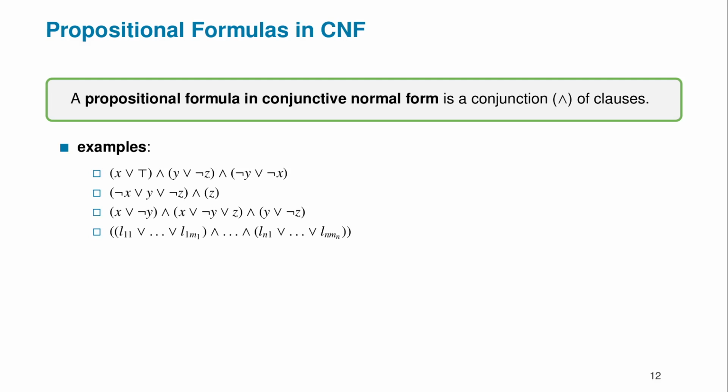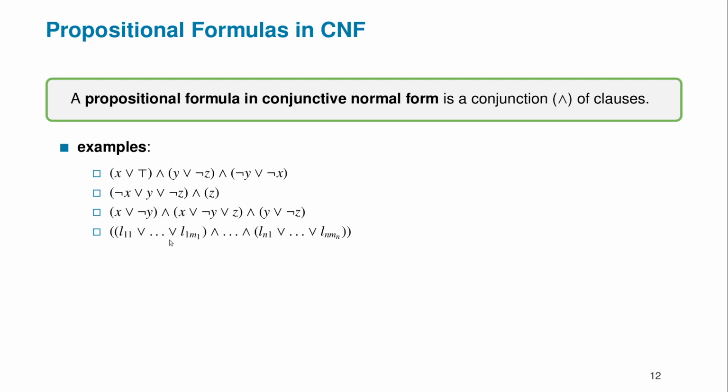Okay, here I have some examples of formulas in conjunctive normal form. We have here X or top, which is a clause, and Y or not Z, which is a clause, and not Y or not X, which is a clause. So we have 3 binary clauses in this formula. In the second formula we have 1 ternary clause and 1 unary clause, and so on.